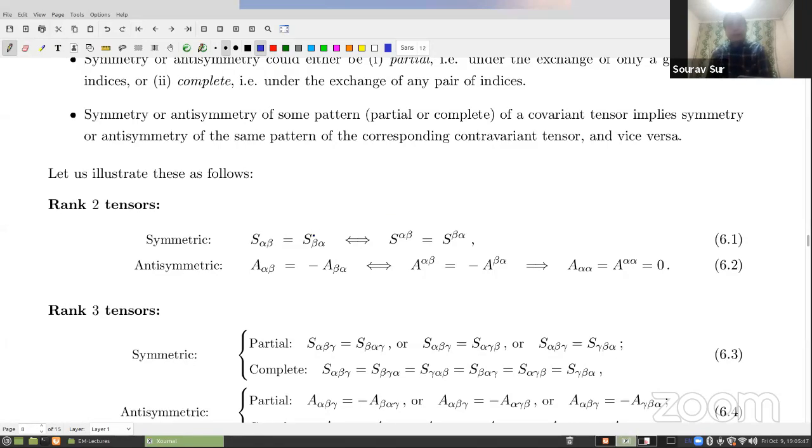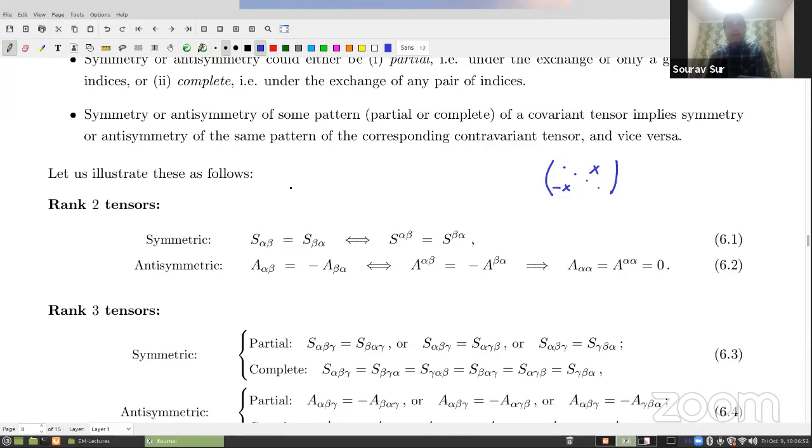Now, here comes an important thing. When we say antisymmetric, what does that mean? What will happen to the diagonal elements of antisymmetric tensors? Let's say there are elements of some tensor. The off diagonals here are minus the off diagonals here. What will happen to the diagonals? The diagonals should be 0, because when you put alpha equal to beta, you have A alpha alpha equal to minus A alpha alpha. Diagonal means you have to put alpha equal to beta. That's what we mean by diagonal.